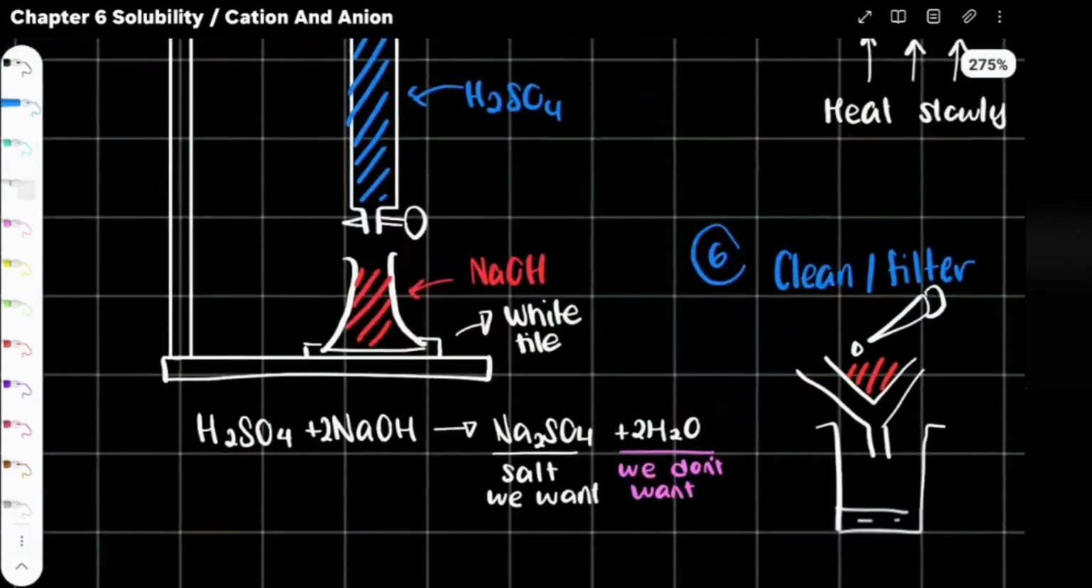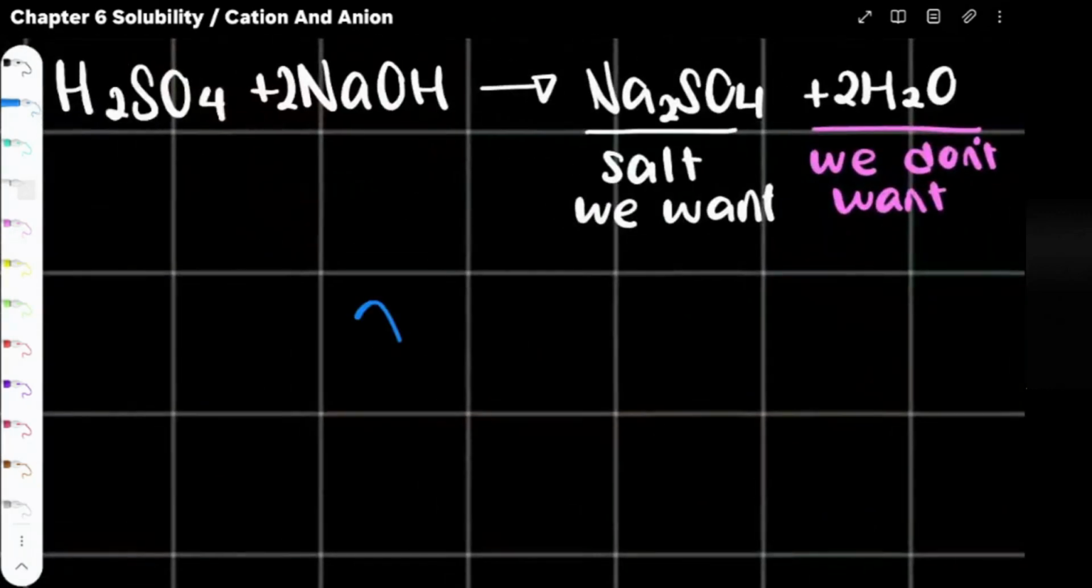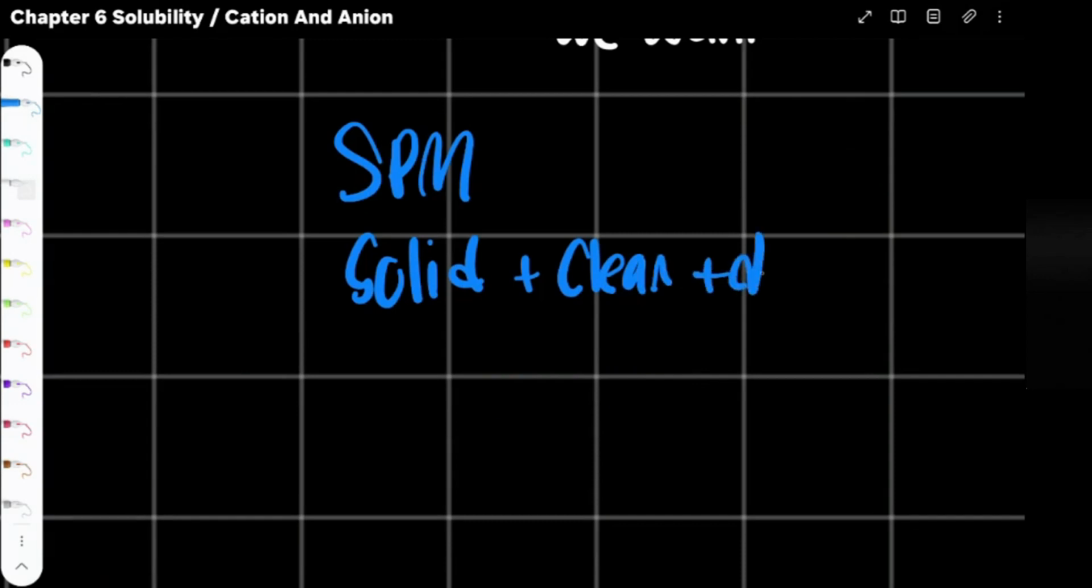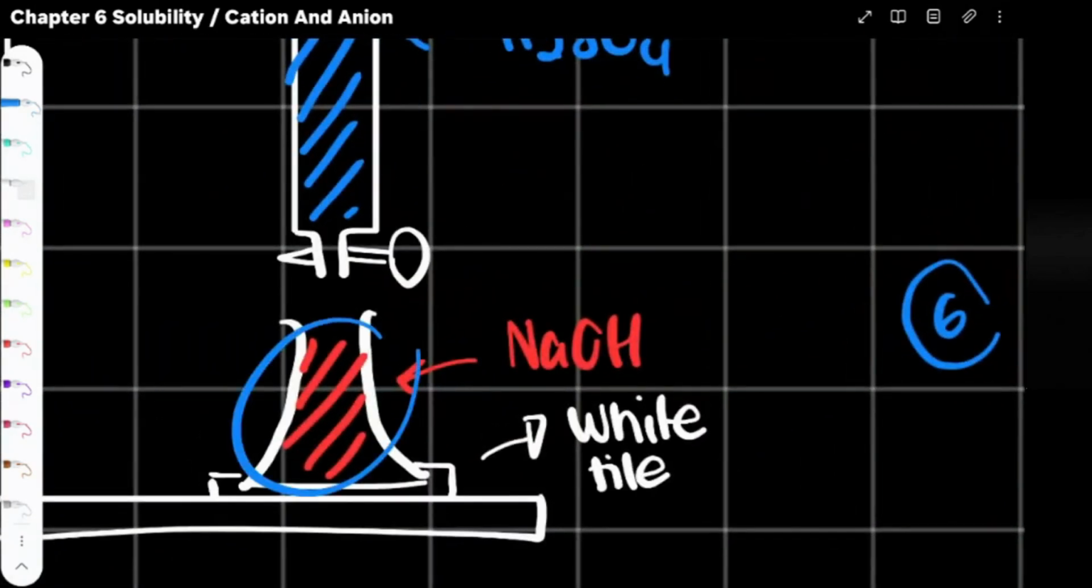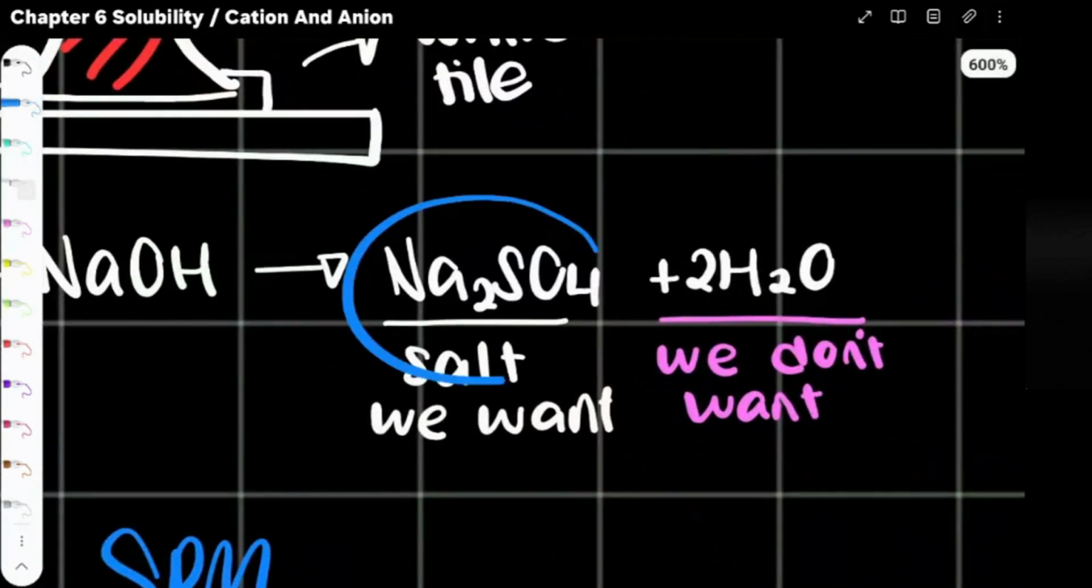Now what are we left with? We are left with water as well. We don't want water. Why? Remember in SPM, what do they want? They want the salt to be solid, clean, and dry. First of all, is it dry? No. Is it solid? Actually, it's not. You know why? Look here. Does it look solid? No, it's soluble. This is the salt that we want. Ask yourself, is this soluble or not? This is soluble. You know why? Look at the back.